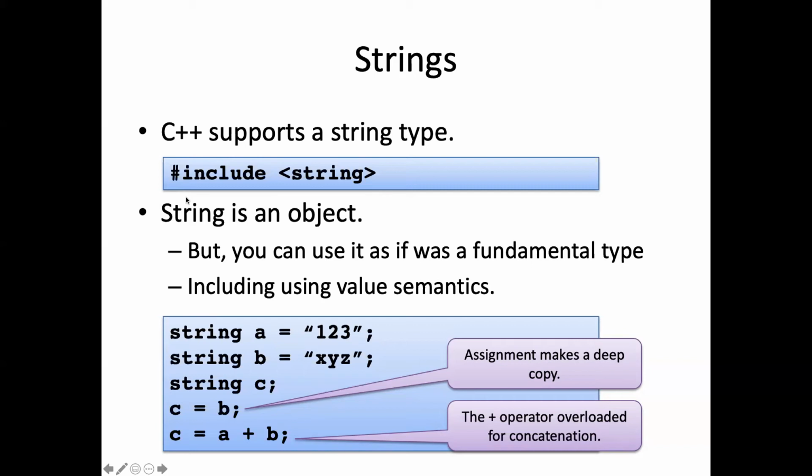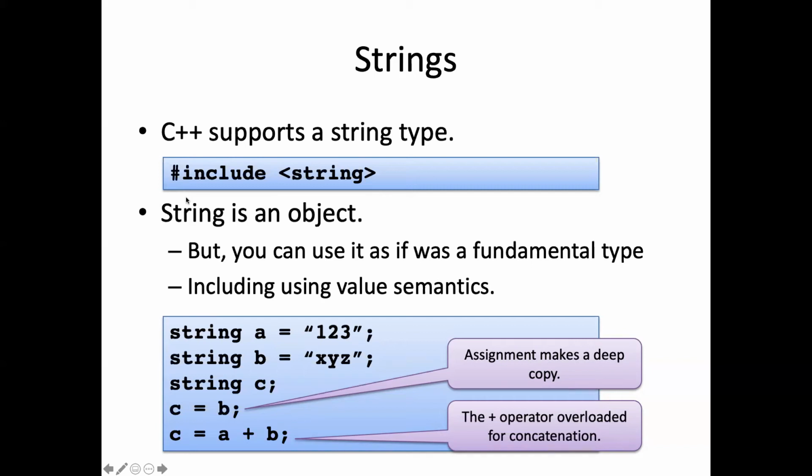So string is an object that stores a string. If you want to use it, there's a header file you have to include. It's called just plain old string. This does not collide with the string.c that we learned about previously, because that would be called cstring in C++. So when you include this, you get a new type named lowercase string.